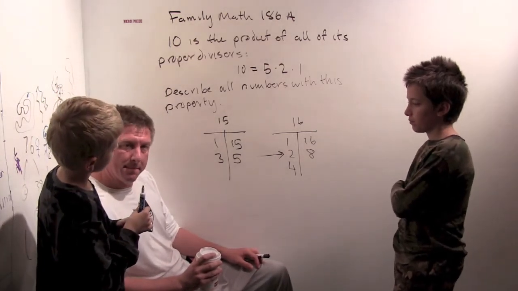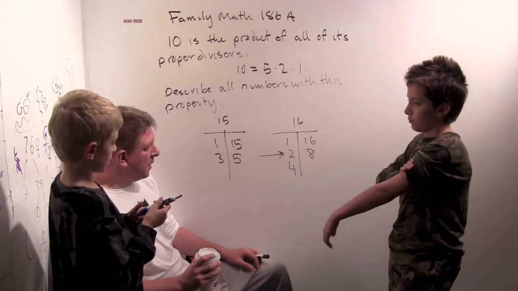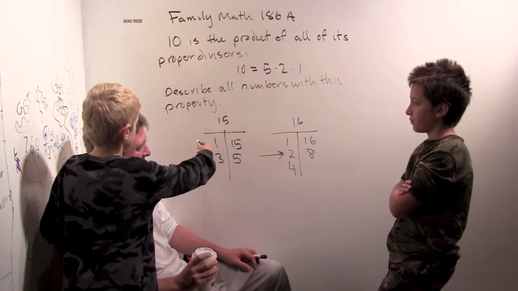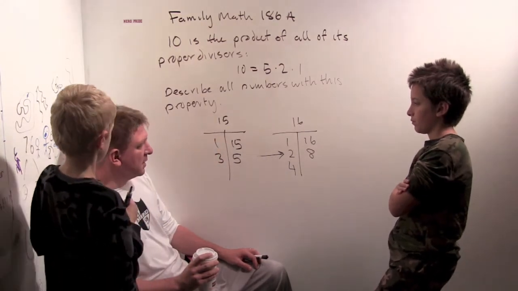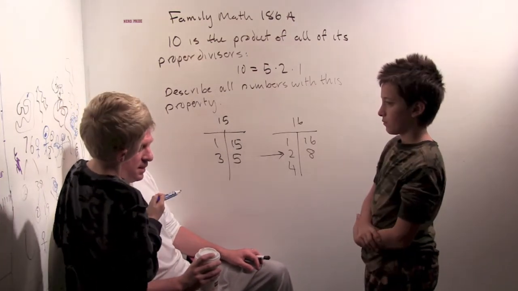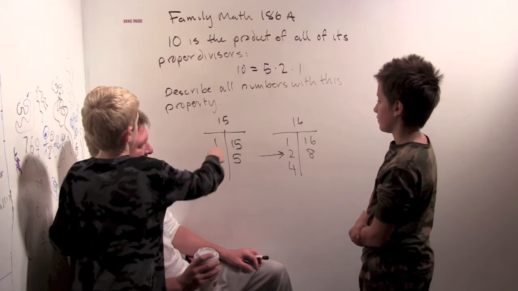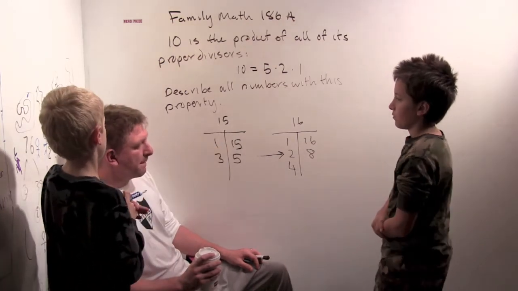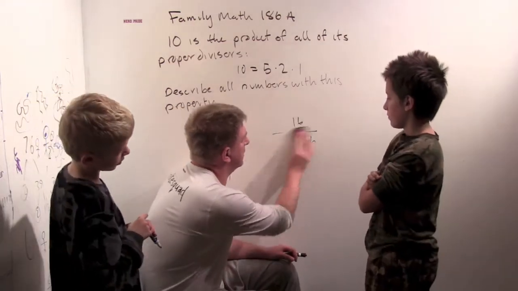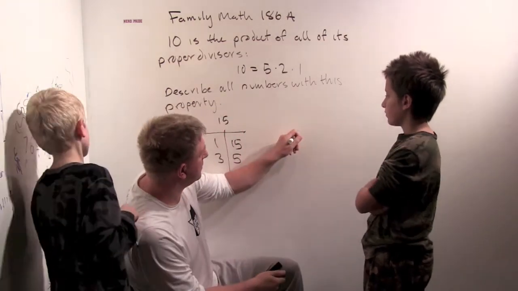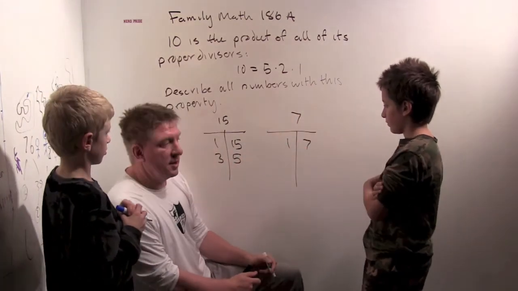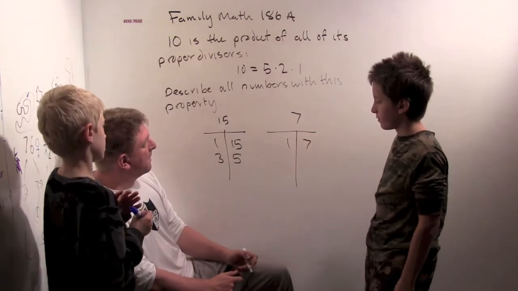Do you have any ideas here? Well, I think all of the numbers that have this property are going to be the numbers that have exactly 2 rows. Exactly 2 rows. Because if you have 1 row, which would be a prime number, you exclude the 15, you just have 1. Give me an example of that. Well, 7. There are numbers that have just 1 row, 1 and 7, and so we exclude the 7, and then just 1.